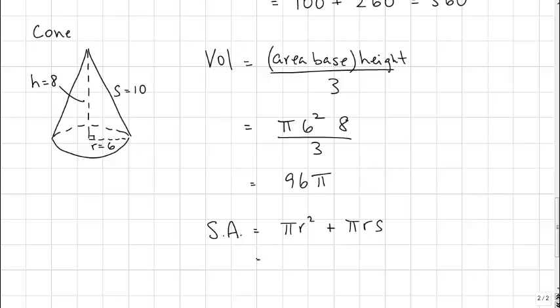So to calculate the surface area here, we have pi times the radius squared, so pi times 6 squared, plus pi times 6 times 10. And this comes out to 36 pi plus 60 pi, which is 96 pi. So it'd be 96 pi square units.